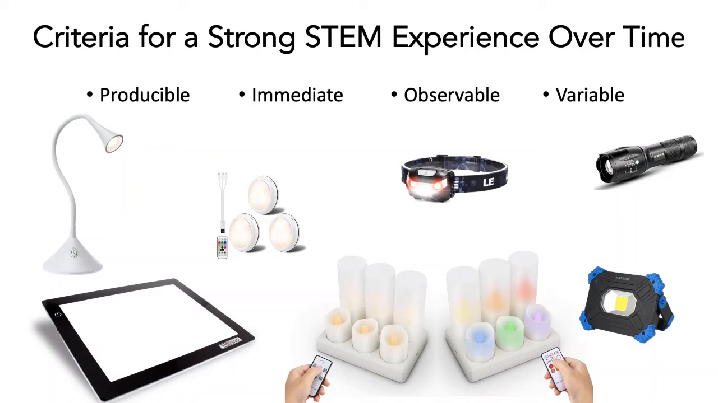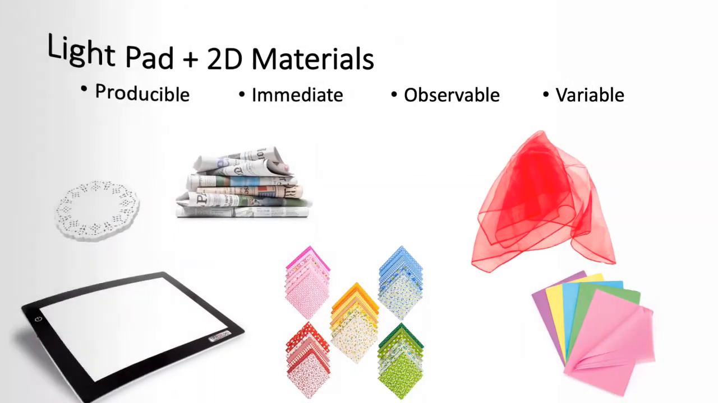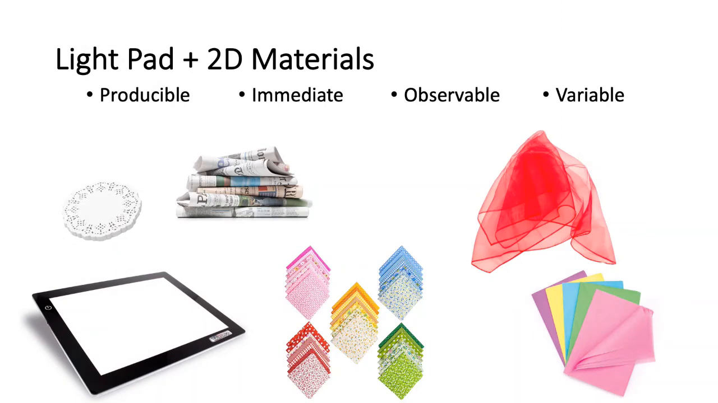Let's take a look at how this might look in STEM investigations within light and shadow experiences. When we offer the light pad in 2-dimensional materials, children can produce an action of positioning these materials on the light pad. They can immediately observe how the materials respond to light. Children can vary their actions by layering materials or mixing them. Children can engage with this independently for several weeks.